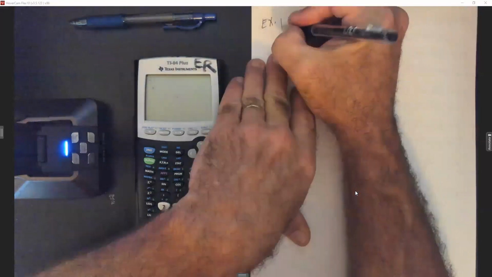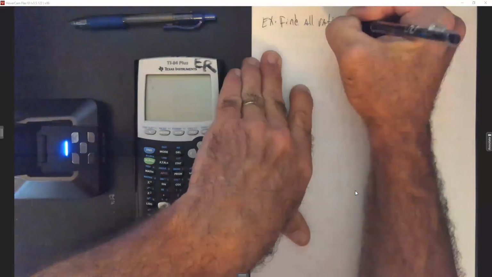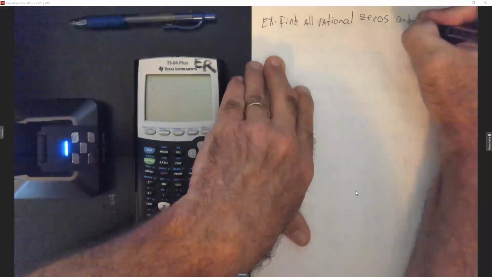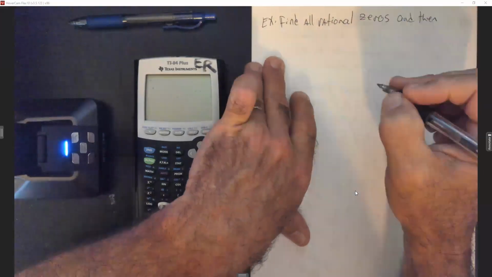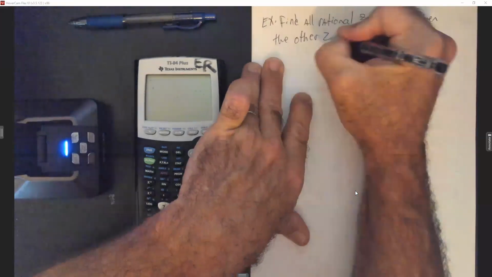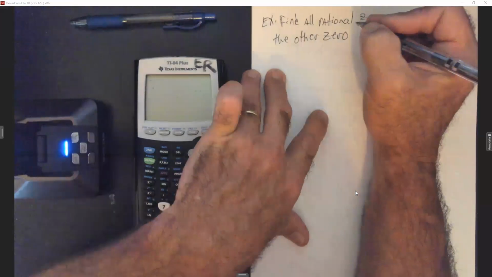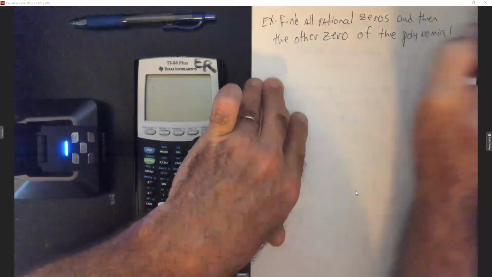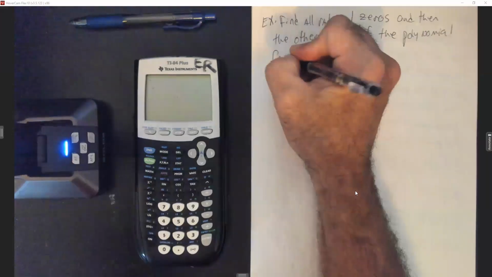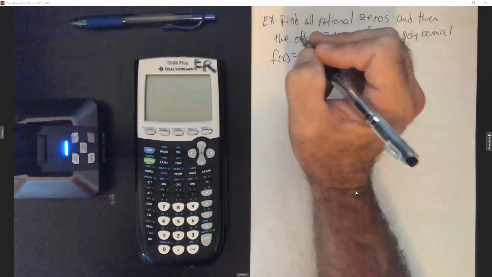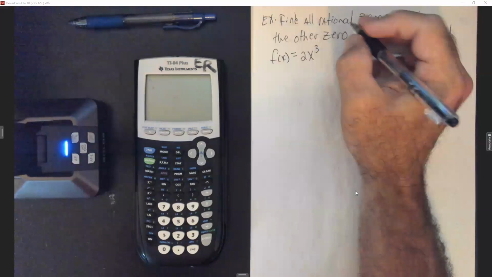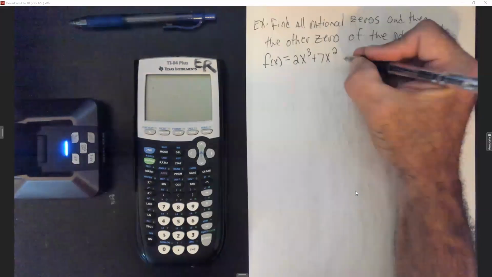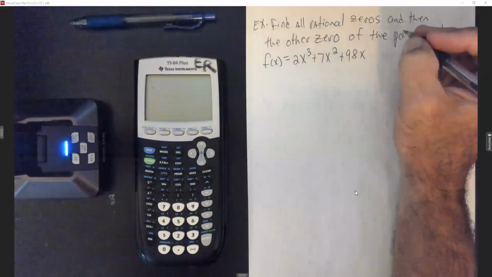So find all rational zeros and then the other zeros of the polynomial that are giving me, let's see what this is, f of x equals 2x to the third plus 7x squared plus 98x plus 343.